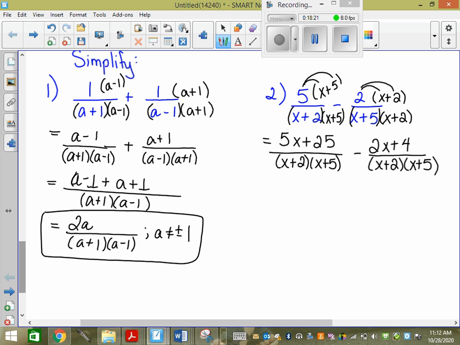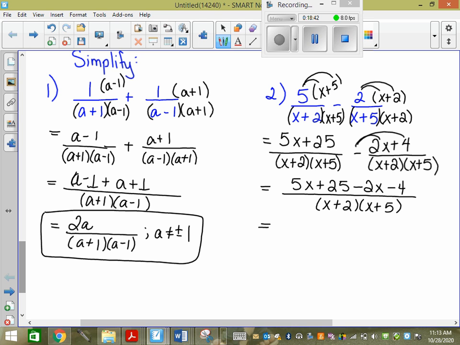So first step, common denominator. Second step, write it over one denominator. So I'm going to get x plus 2, x plus 5. So I get 5x plus 25. When it's a subtraction, I have to watch myself. Minus 2x minus 4. Common denominator, write over one denominator, collect like terms. That's my steps. Always, always, always, doesn't change. So now I get 5x minus 2x is 3x. Plus 25 minus 4 is plus 21. Over x plus 2, x plus 5.